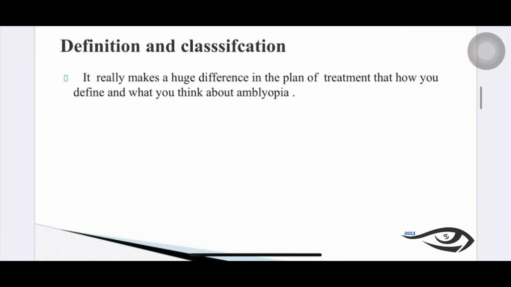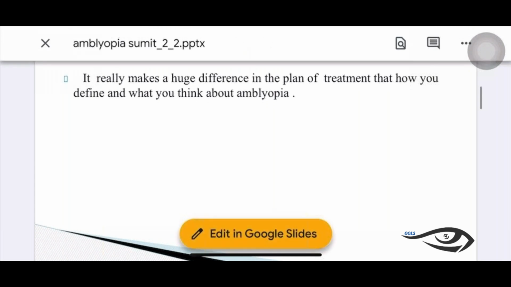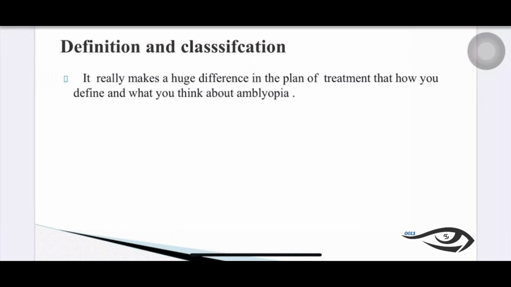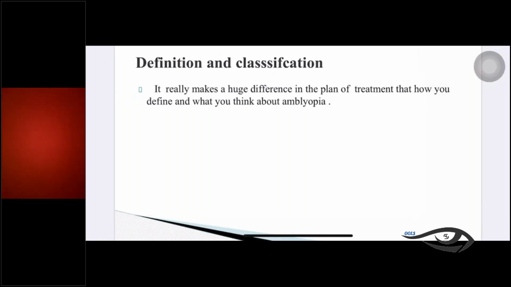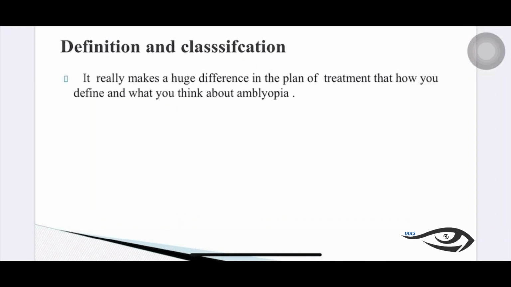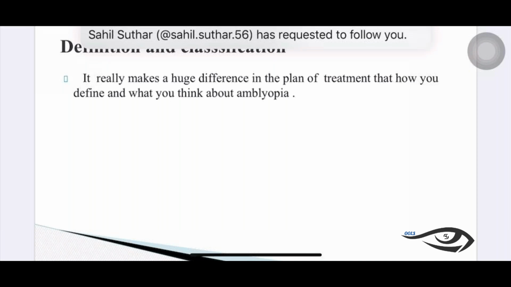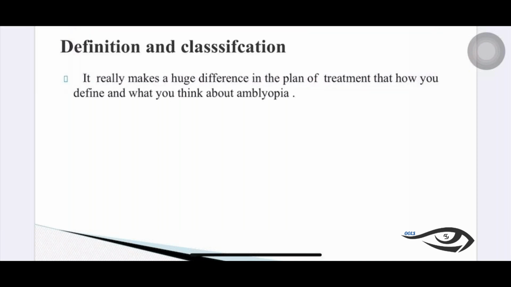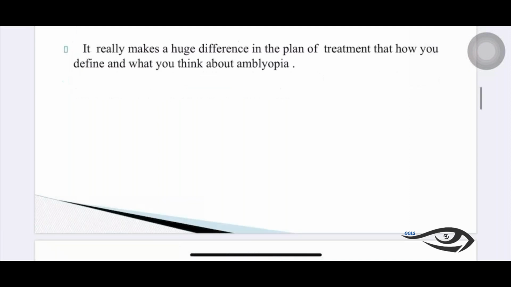See, whenever we are thinking about the treatment or classification of amblyopia, it really makes a huge difference in the plan of treatment, how you define and what you think about amblyopia. Because whenever you are thinking about the treatment, you are thinking about the classification: what changes are happening in the amblyopic person, what all things are there in the eye of the amblyopic person. So it makes a very huge difference in the treatment.